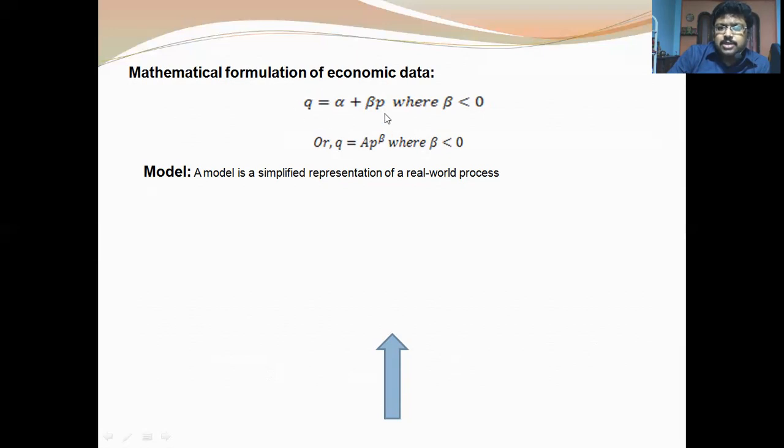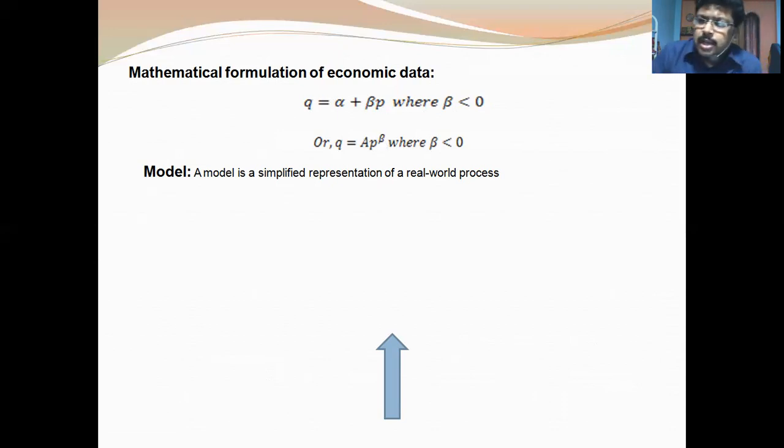Q is the quantity demanded and P is the price level. Q is the quantity demanded of apples, and P is the price of apples. Alpha is the intercept term and beta is the slope term. This is a linear mathematical formulation. And here the demand law is a non-linear formulation. In both cases, beta is less than 0 because the demand law represents the inverse relationship between the quantity demanded of a particular product and its price. I hope you understand what the mathematical formulation of economic data is.